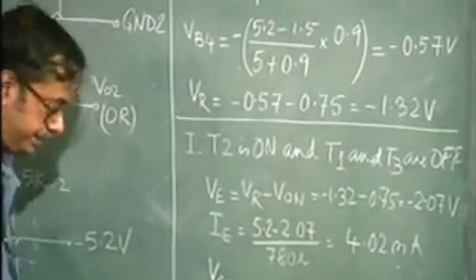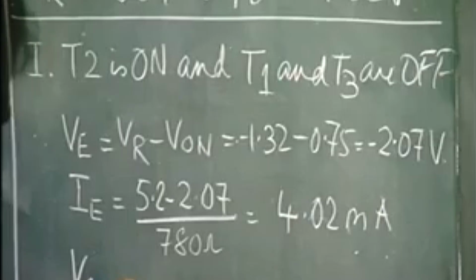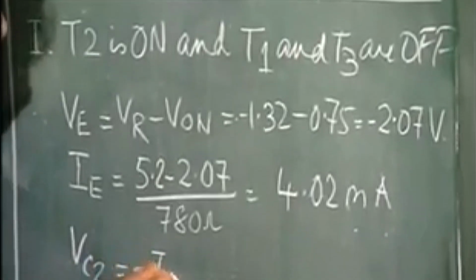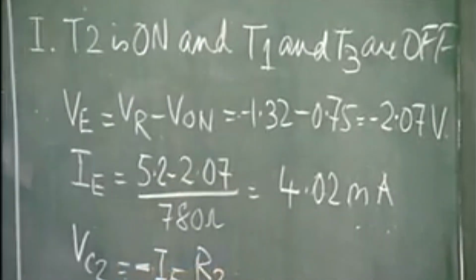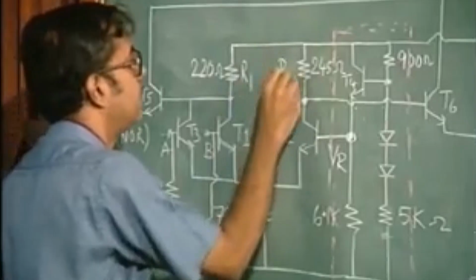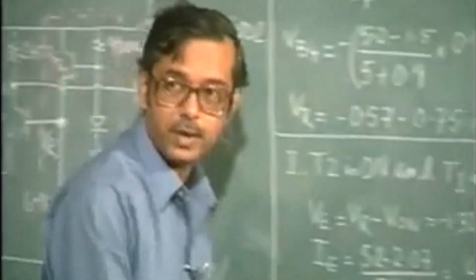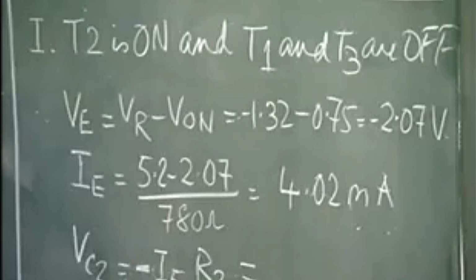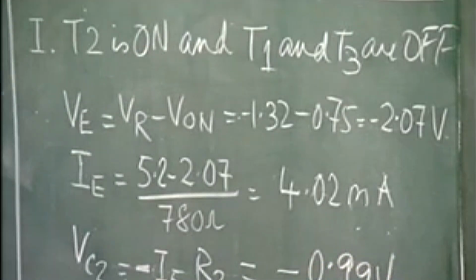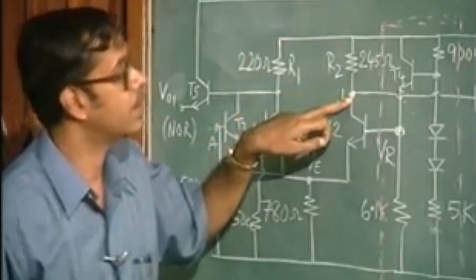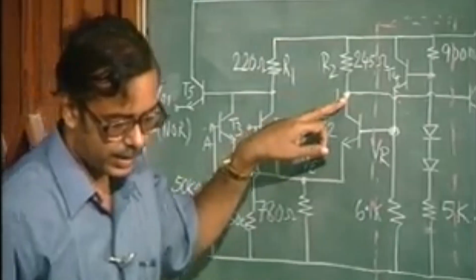Vc2 is equal to minus IE times R2, if I call this R1 and this R2, which is 245 ohms. So if you do this calculation, 4.02 milliamperes into 245 ohms, this gives minus 0.99 volts. The same current is flowing through this, so the voltage at this collector point is this.